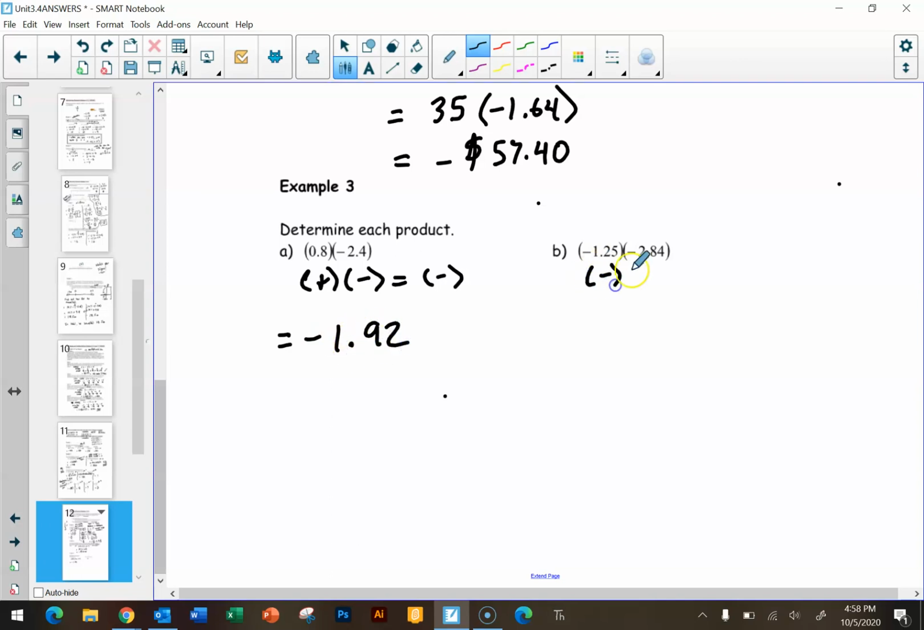For this one, we've got a negative times a negative. So that's going to be a positive, so we don't write a negative sign down here. We just have to figure out what's 1.25 times 2.84. And the answer is 3.55. Woo, crazy pen. 3.55 is our answer, and again, we knew it was going to be positive.